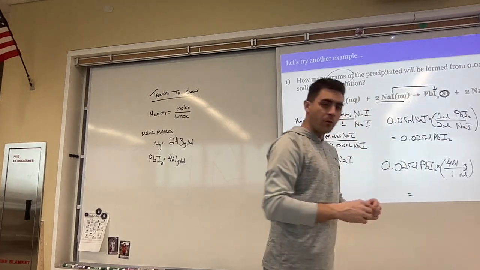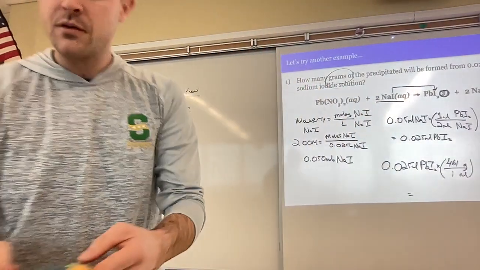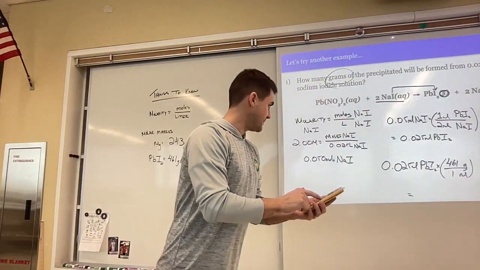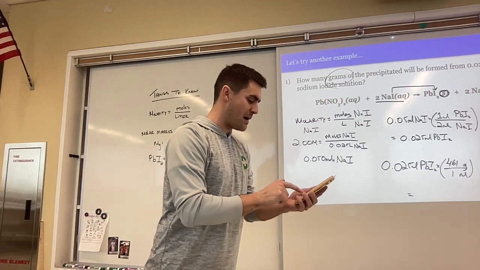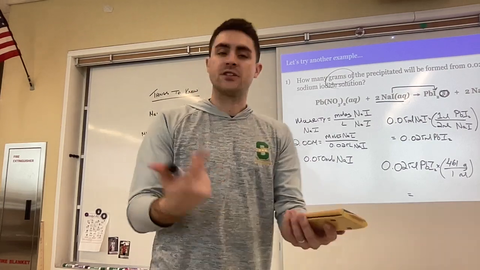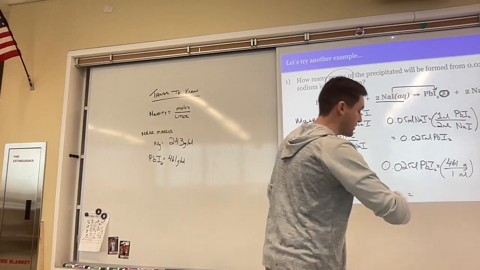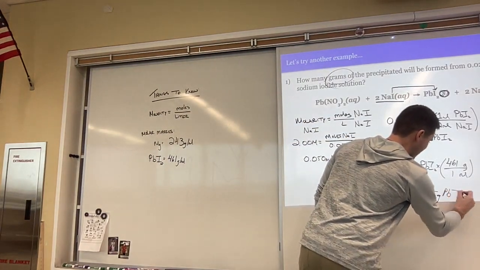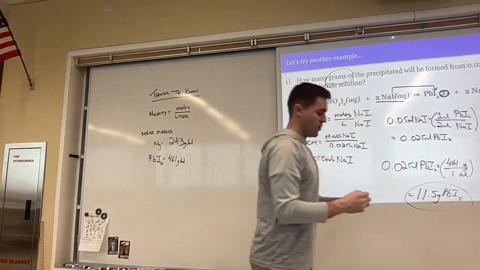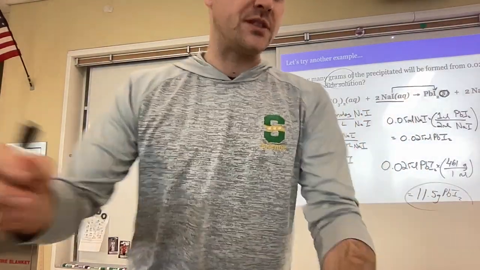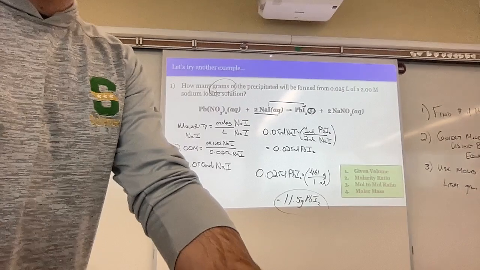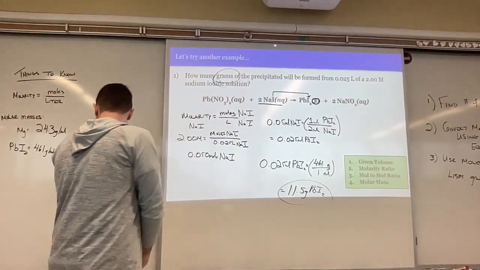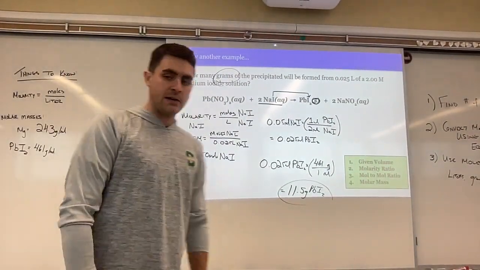What do I end up with here? Kat, what do I end up with? I'm just kidding. Kat's not paying attention. 0.025 times 461. Just like Rataja said, 11.5. Nice job, Rataja. Thank you. 11.5 grams of PbI2. When you're asked the question, how much precipitate should I expect to make in this reaction, your answer had better be about 11.5 grams.